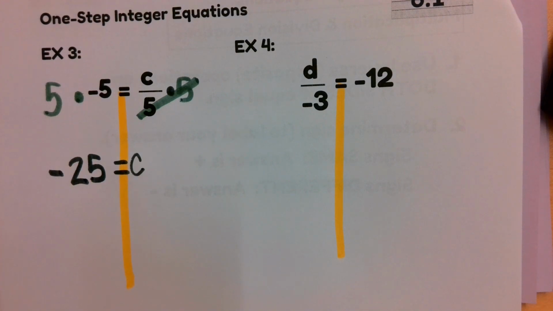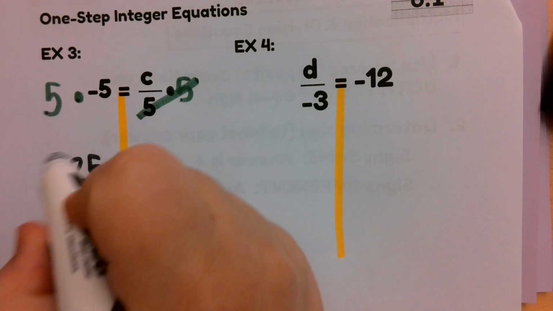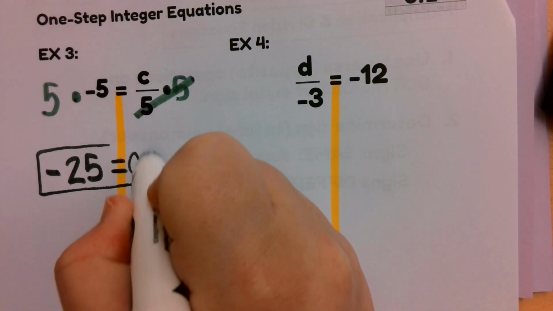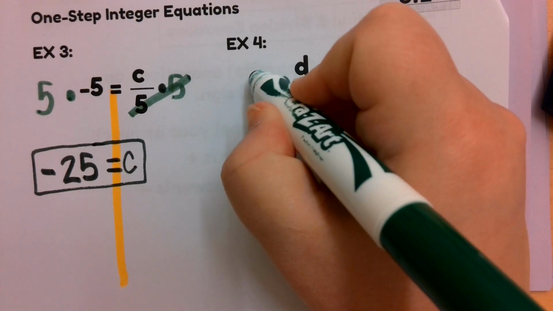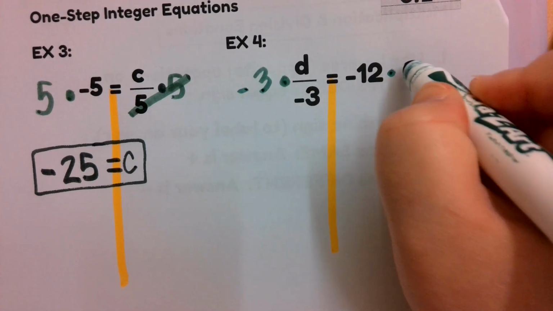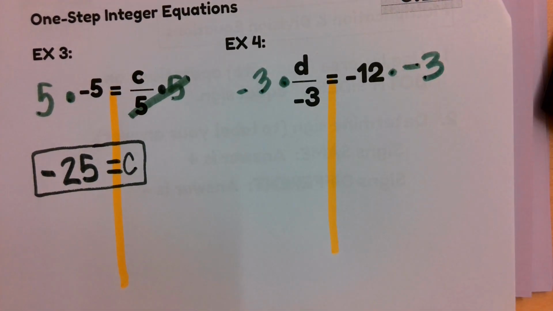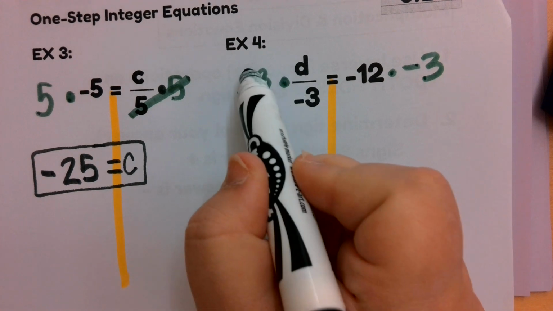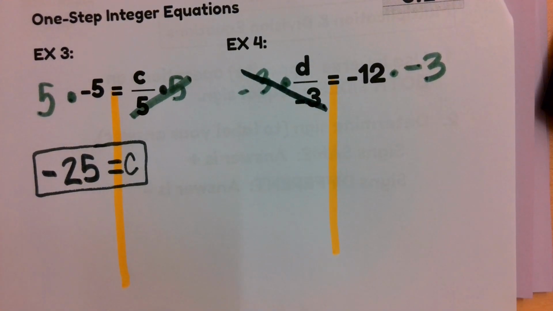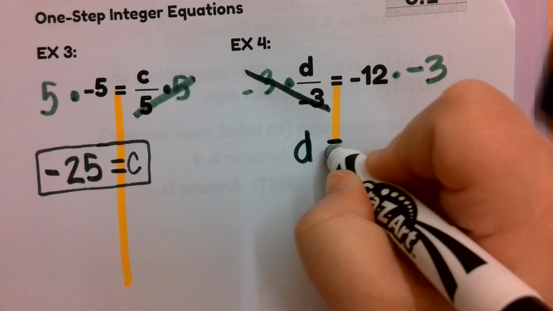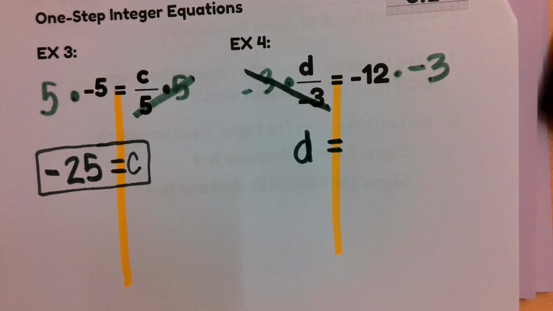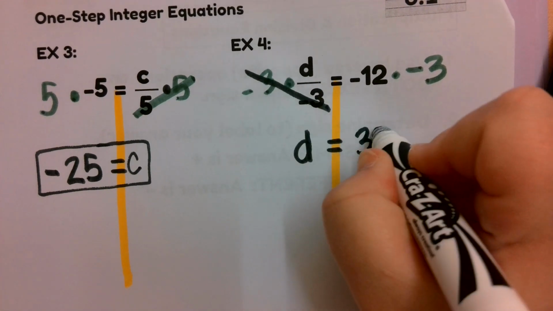Next one, d divided by negative 3 equals negative 12. The opposite of dividing by negative 3 is multiplying by negative 3. Divide by negative 3 and multiply by negative 3 are inverse operations, so they cancel. I'll have d left over. Negative 12 times negative 3, they're both negative, so I know my answer is going to be positive 36.